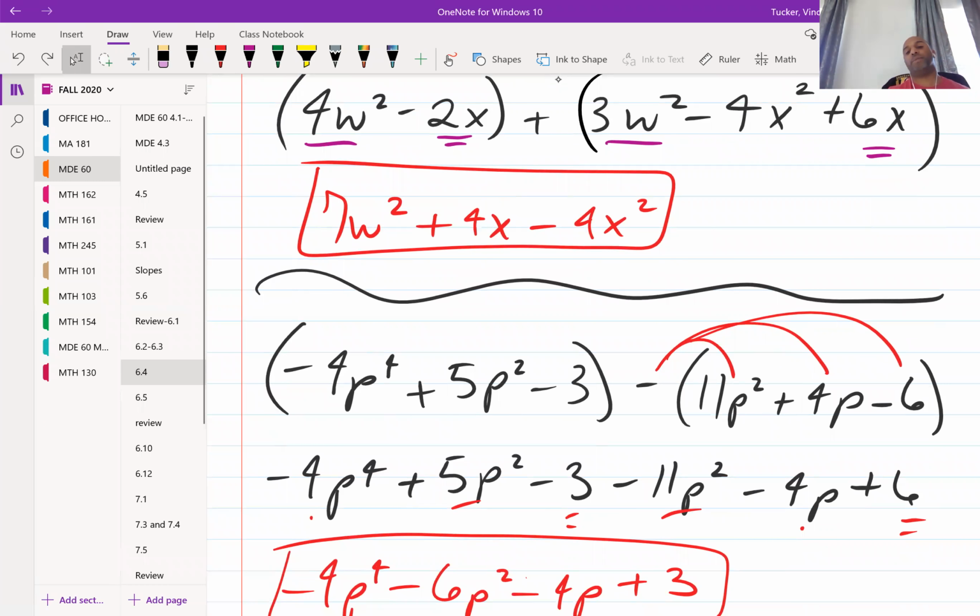All right. Doing that would turn that 11p squared negative, 4p negative, and negative 6 positive. Remember, it changes each one of the signs in the parentheses that follows.